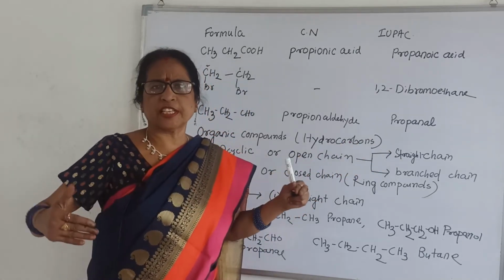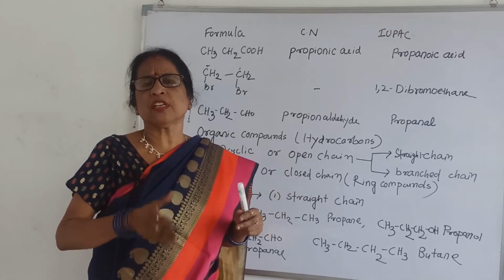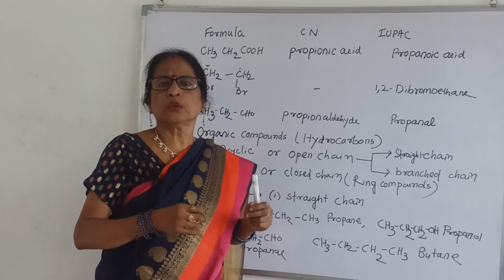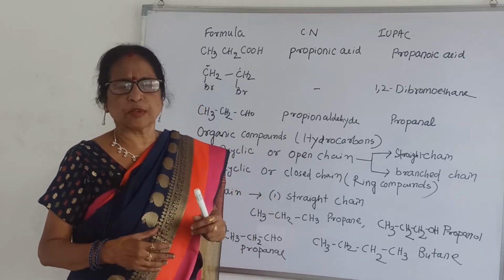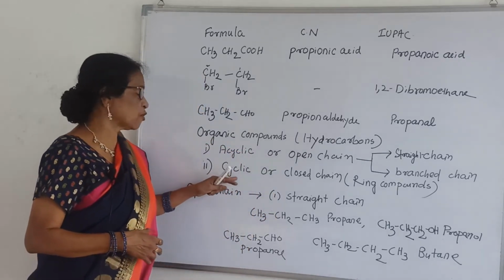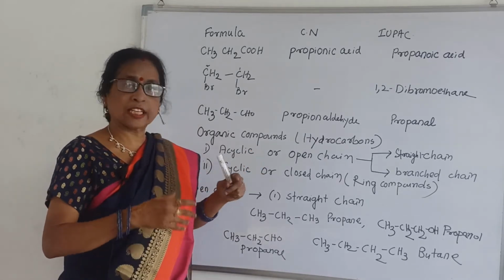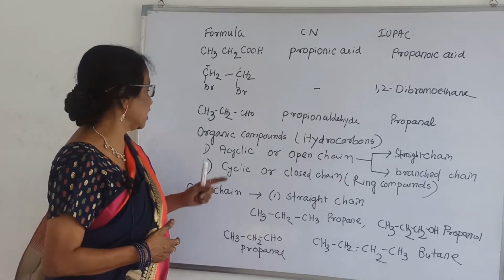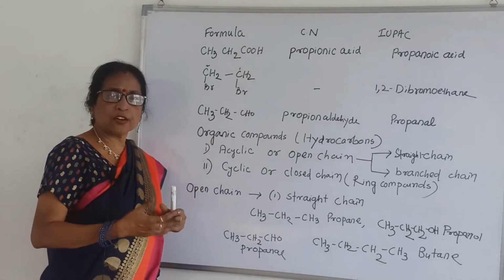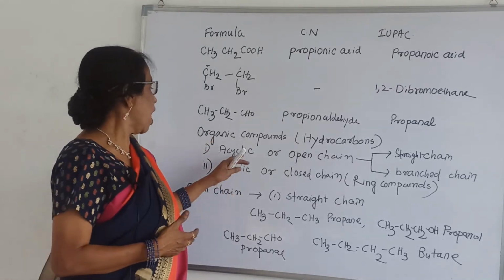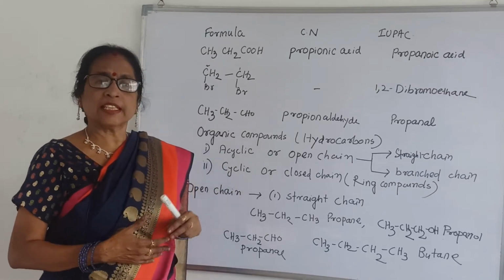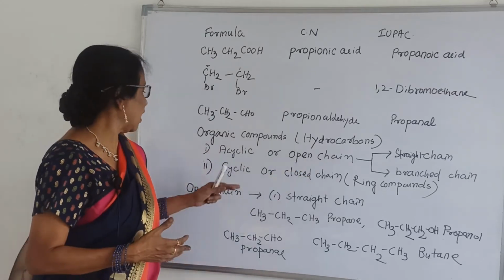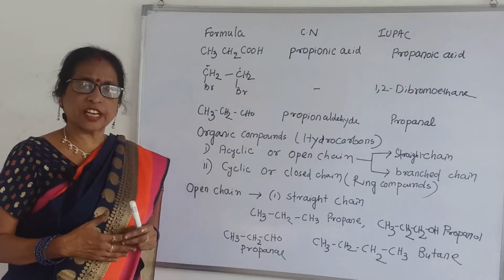Straight means totally straight, branch means there is just some deviation, there is some substituent in the middle, not 1, 2, 3, 4 carbon like this we will count. And next one is cyclic or closed. Cyclic means totally closed one, and also called ring compounds. Again, organic compounds or hydrocarbons are mainly 2 types: acyclic or open chain, which has 2 types, straight chain and branch chain, and cyclic or closed ring, that is called ring compound.